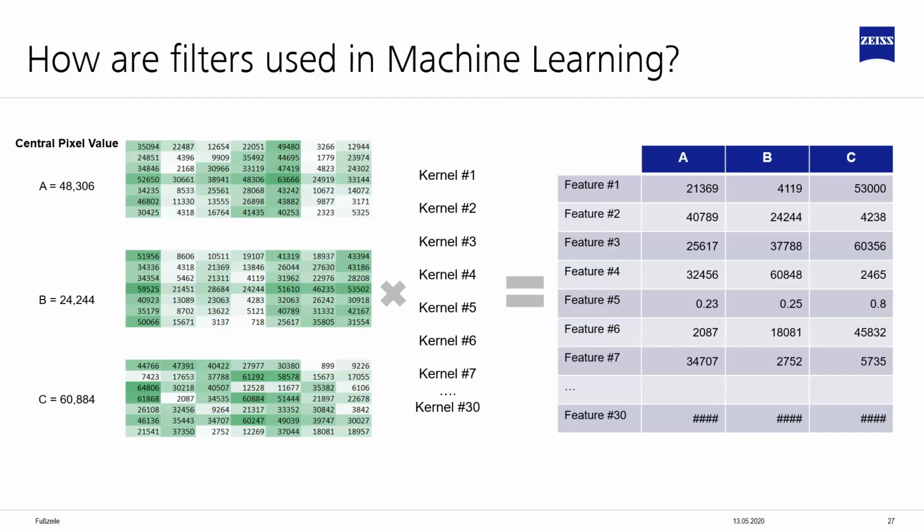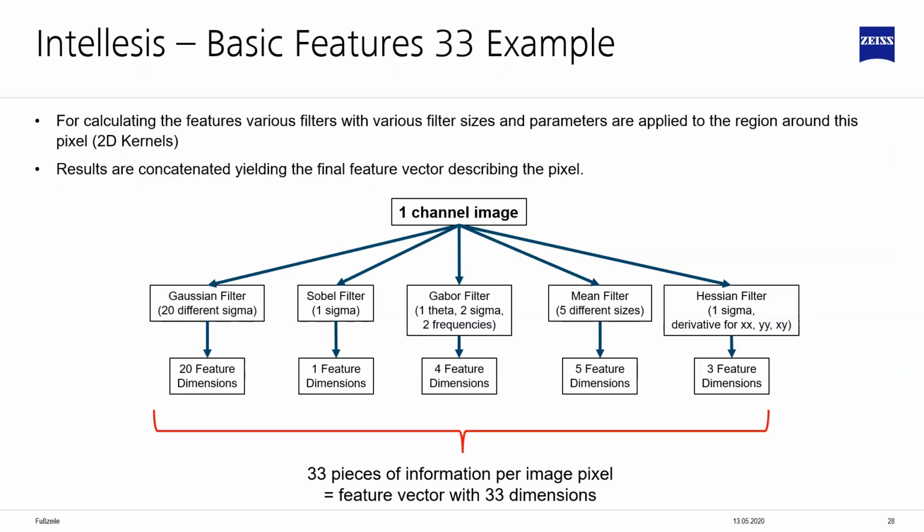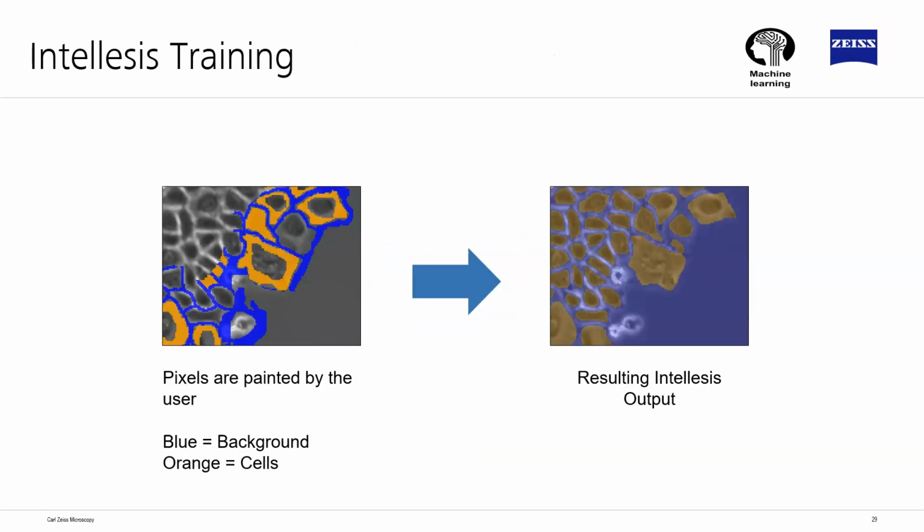Moving from the theory to the practical, Zen image analysis software uses 33 features in a default feature set, and this can be increased up to 256 features to provide even greater power for this classification. Of course, the trade-off being that the processing time increases substantially as the number of feature sets is increased. The process of training the Zen image analysis software's machine learning module, called Intellisis, involves the user painting the image, providing groups of pixels that should be considered to be part of a similar group.